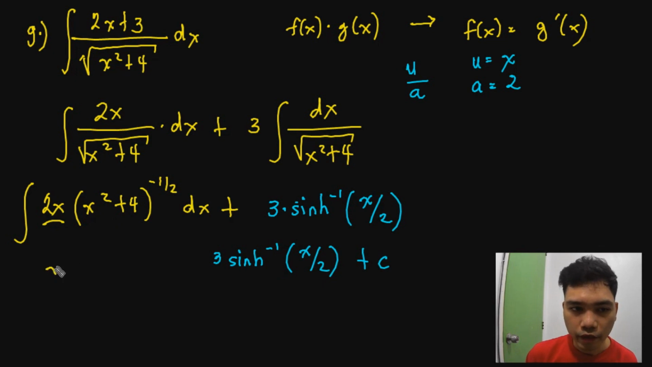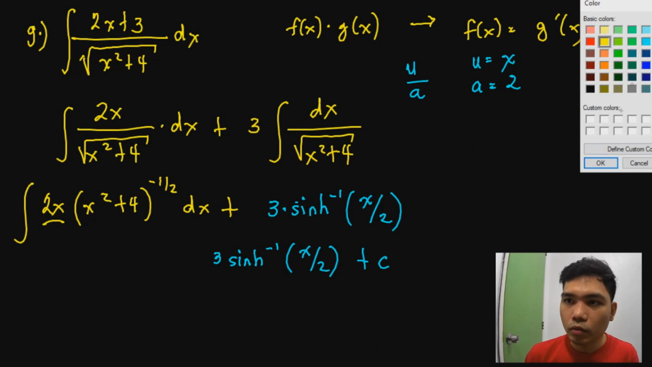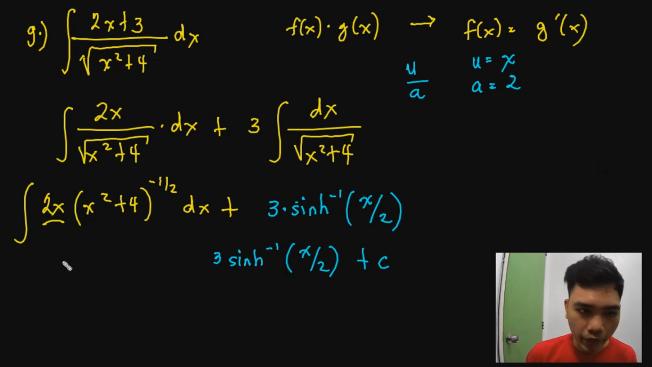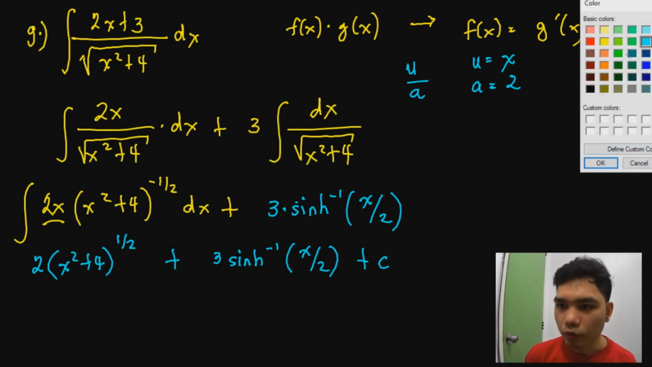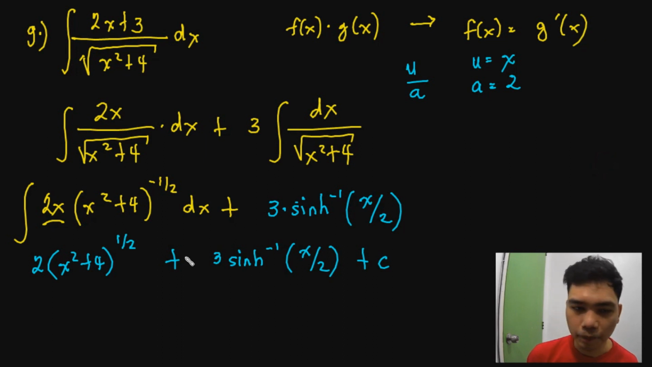So we'll be having, oops, let me just use another color here. What we'll be having here is x squared plus 4, and then this one is negative 1/2 plus 1, so that makes it positive 1/2. And since you'll be dividing this by 1/2, that makes it multiplied by positive 2. And this is actually your answer already. Now you might be thinking, why did this happen? This looks very simple compared to this expression. Let me show you the derivative of this expression just to check what happened here.